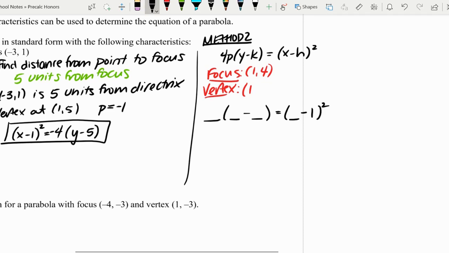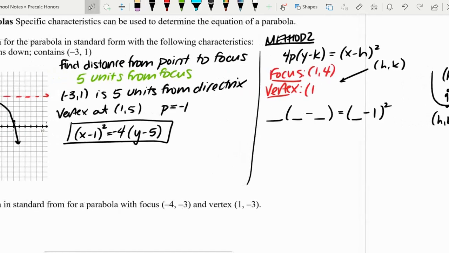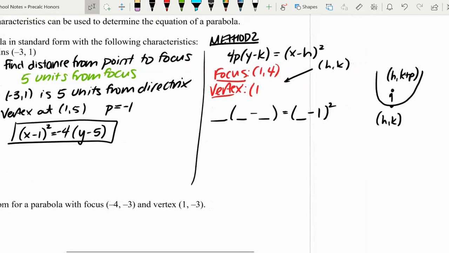All right. Now, if you think about parabolas kind of in general, I'm just going to draw a general parabola over here. If the vertex is (h, k), then the focus, if it's vertical, is going to be (h, k plus p). So for our vertex, usually this guy is (h, k). And this guy, they gave us 4, is k plus p.